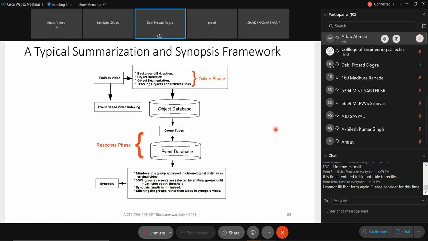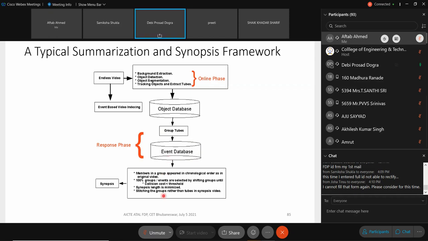So we can come up with a better architecture for generating the synopsis, and I'll show you with some examples how this particular algorithm works. In the initial part, we do background extraction, object detection, object segmentation, object tracking, and extraction of tubes. All these components we have already looked into, and we create the object database. We group the tubes. This grouping can be done based on the object type or their movement patterns, and it can be done in many ways.